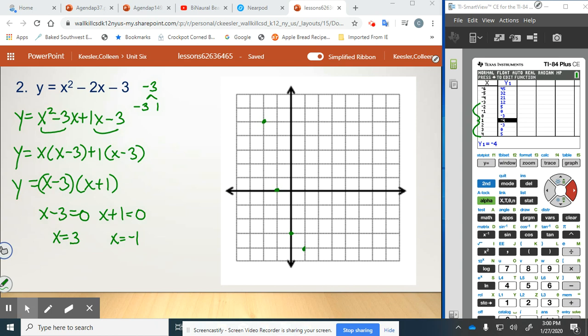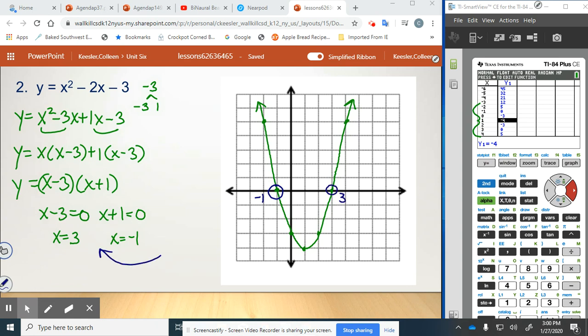1 is at negative 4. 2 is at negative 3. 3 is at 0. And 4 is back at 5. So again, I'm going to draw arrows on both sides because I wasn't told to draw it over a specific domain. So there's my parabola. And again, if I look closely, okay, here's my one root at negative 1. Here's my second root at positive 3.